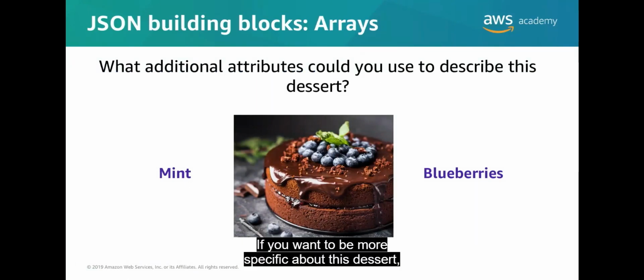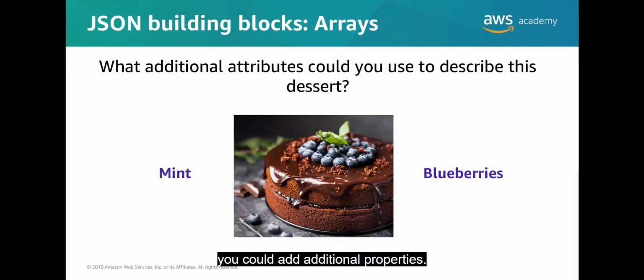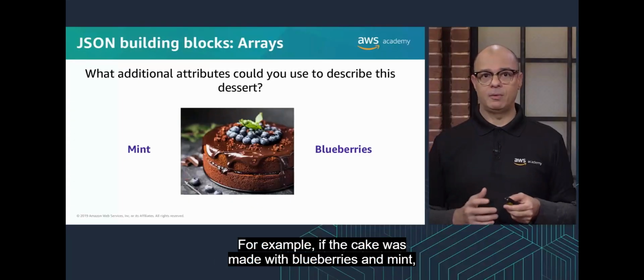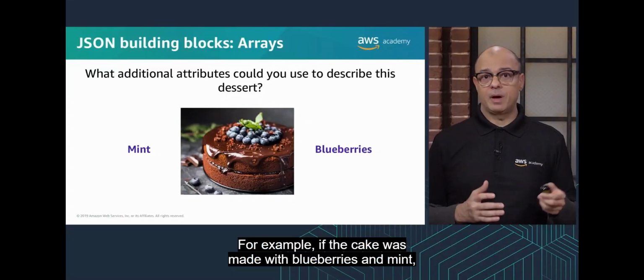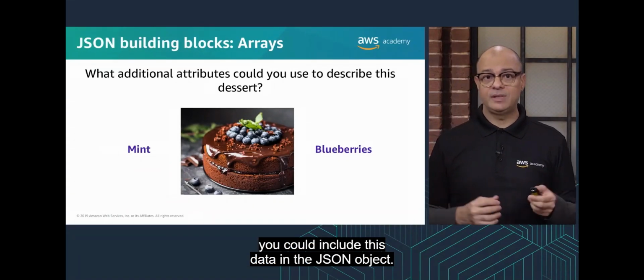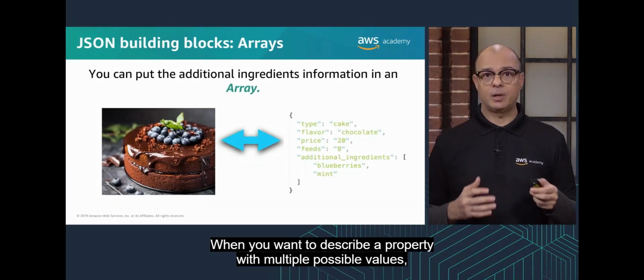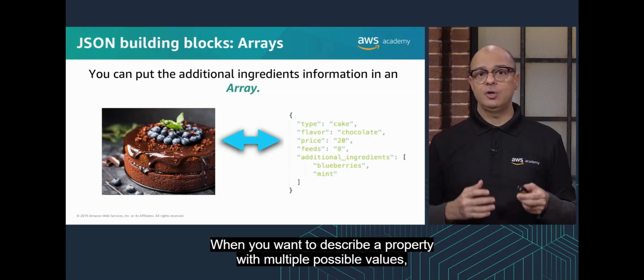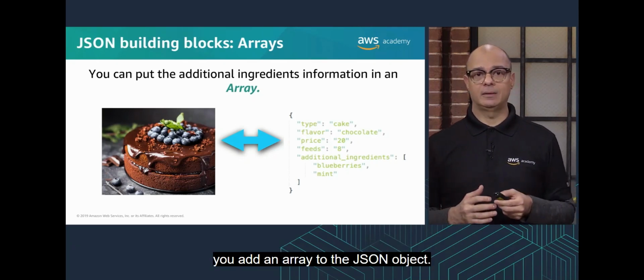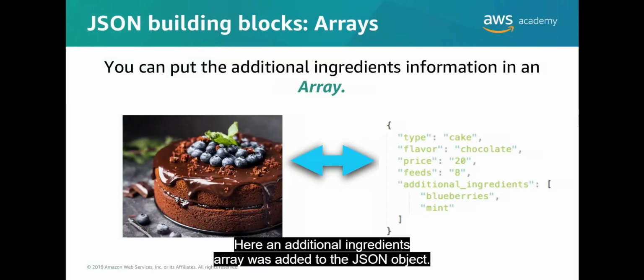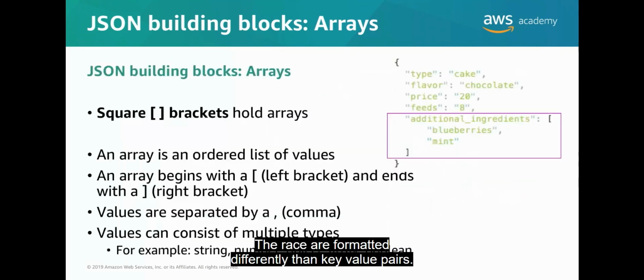If you want to be more specific about this dessert, you could add additional properties. For example, if the cake was made with blueberries and mint, you could include this data in the JSON object. When you want to describe a property with multiple possible values, you add an array to the JSON object. Here, an additional ingredients array was added to the JSON object. Arrays are formatted differently than key value pairs. To define an array in JSON, you enclose it in square brackets.